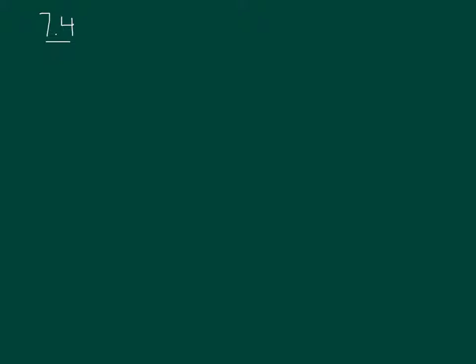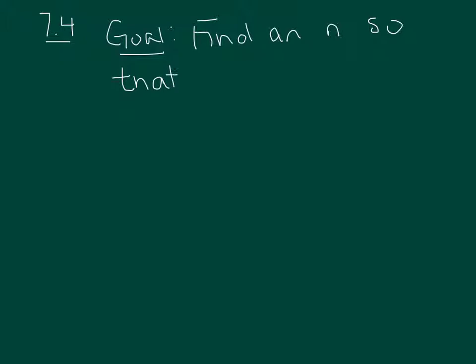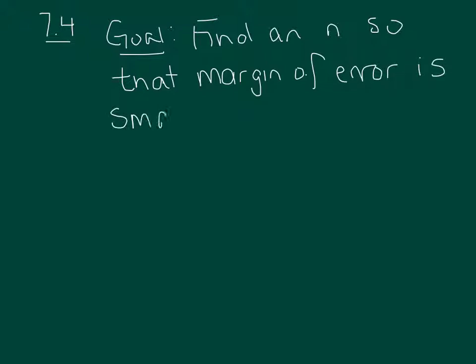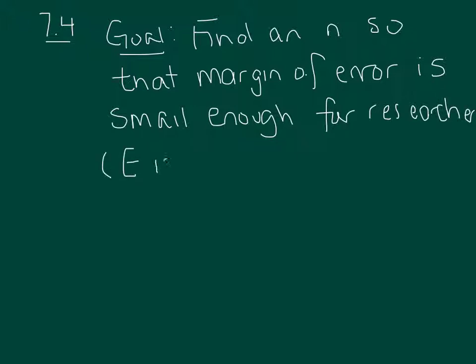So that's the goal. Your goal in this section is to find an n so that the margin of error is a certain amount. In other words, E is given, but n is not, and your goal will be to find n.